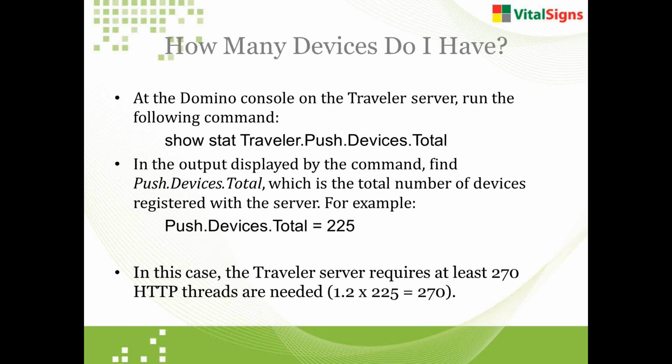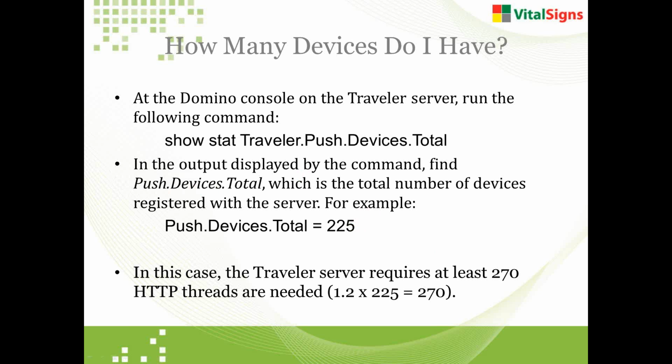So to make sure that you have enough HTTP threads, you need to know two things. You need to know how many devices you have, and you need to know what your current setting is for the HTTP threads. So to find out how many devices you have, you can go to the Domino remote console, and this can be live or just the normal console. I think the normal one is easier because you don't have all these things scrolling by all the time. And you just type the command showstat traveler.push.devices.total, and you'll get back something like this. It'll say, push.devices.total equals and some number.